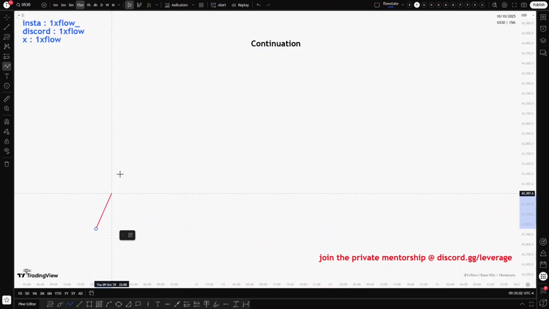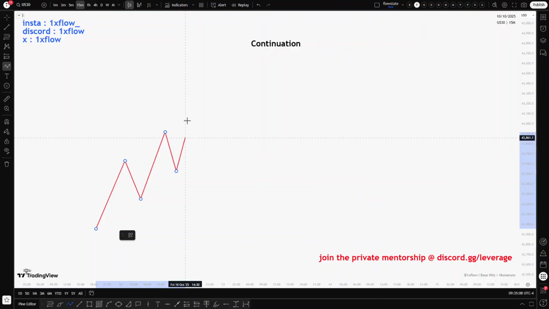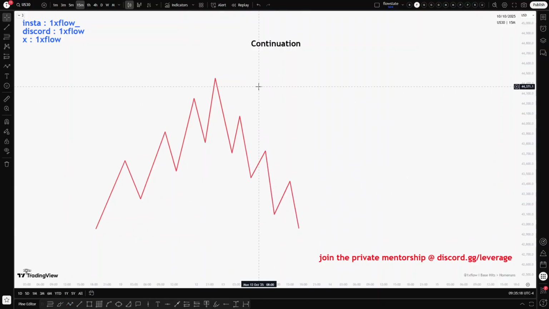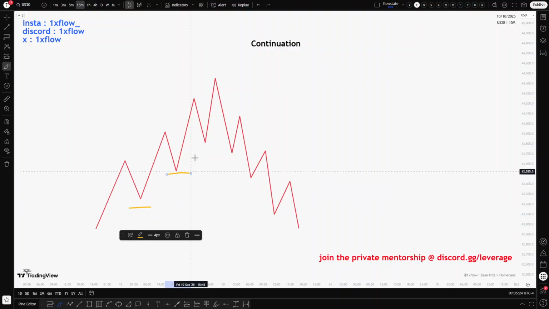But always, as you are following your structure, when you are looking for continuation as an institutional trader, you want to catch the higher low in a bullish scenario, and you want to catch the lower high in a bearish scenario. So we're looking at catching the lower highs and the higher lows for a bullish scenario. So always focus on where your next higher low is going to be made, and always focus on where your next lower high is going to be made for continuation.